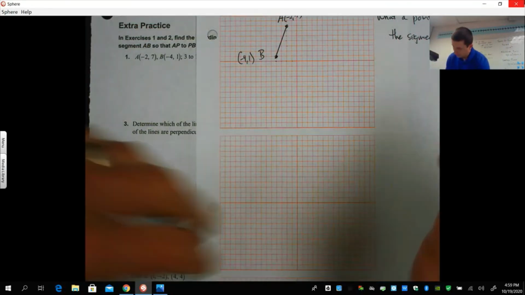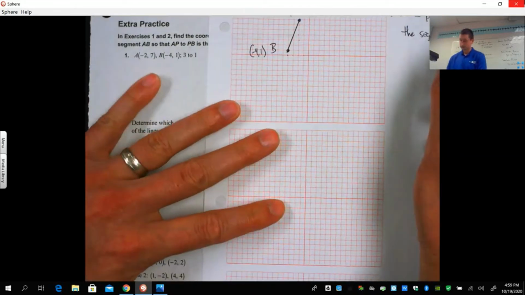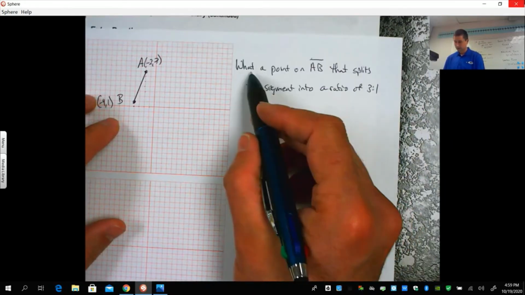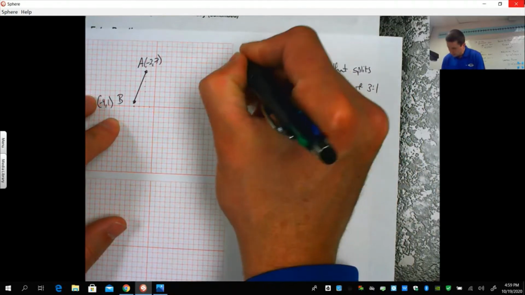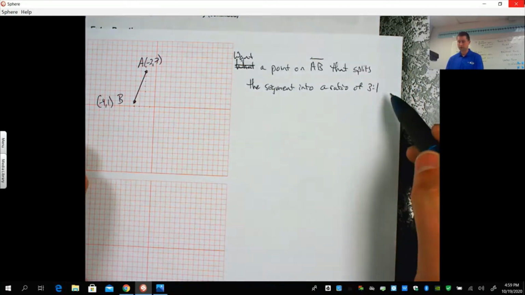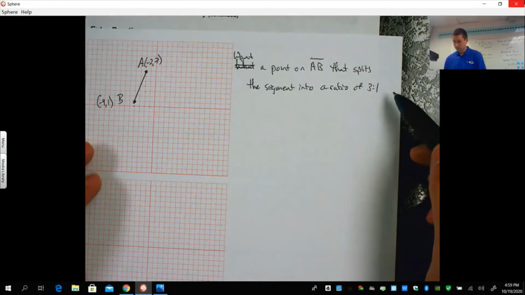So what we do here, if the ratio is 3 to 1, sorry, did you not see that? There we go. We want a point on AB that splits the segment into a ratio of 3 to 1. Okay?